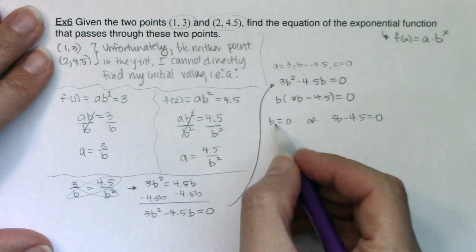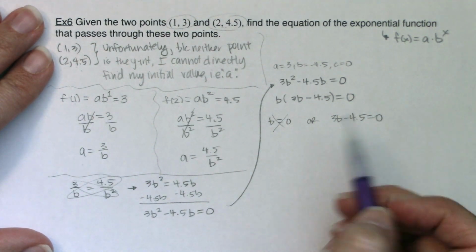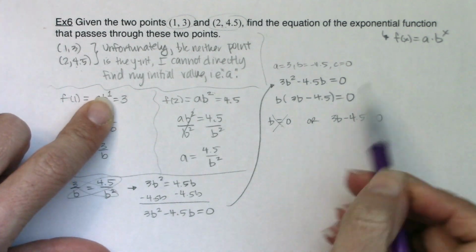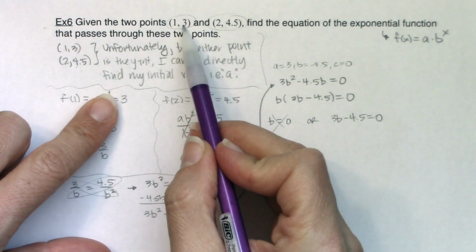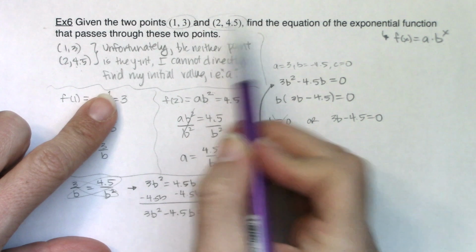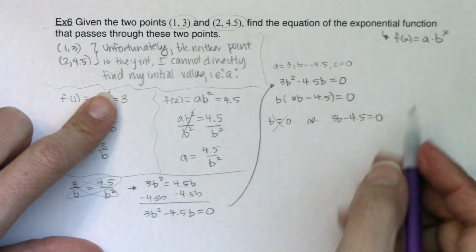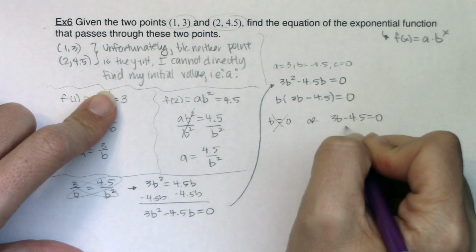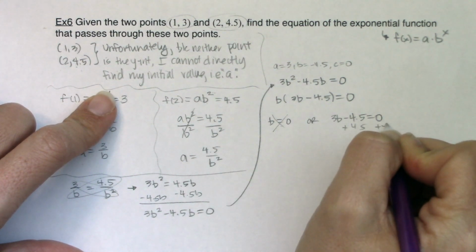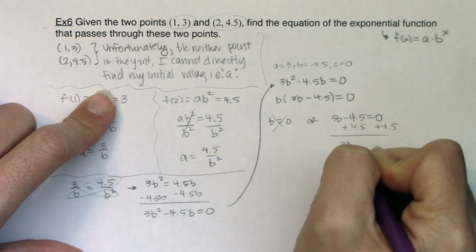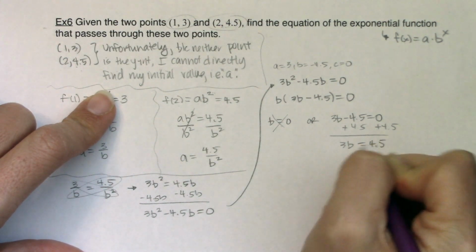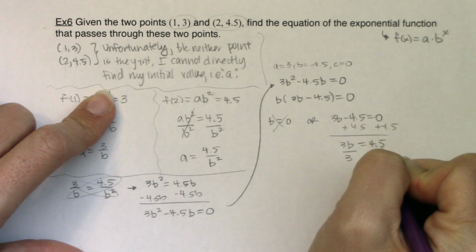So b equaling 0 is not going to be the correct number for b, because I definitely have exponential growth. I grew from 3 to 4.5. So this b number has got to be larger than 1. Okay, so I'm going to go ahead and solve this one. I'm going to add 4.5 to either side, and I'm going to get 3b equaling 4.5. And then the last thing I'm going to do is divide by 3.